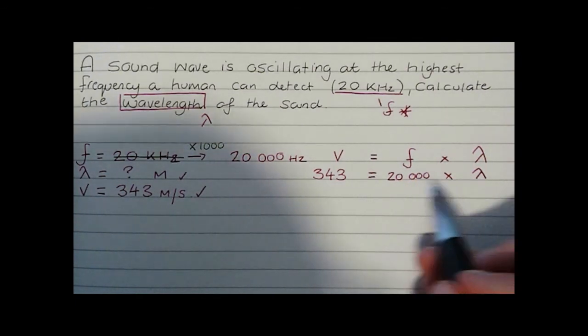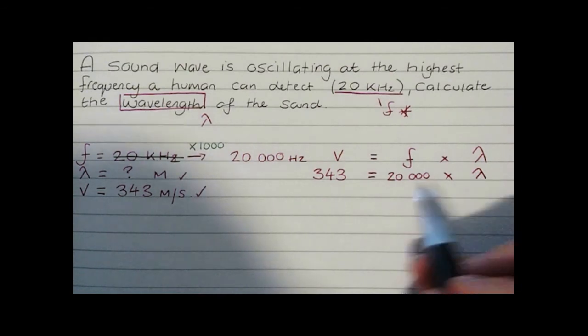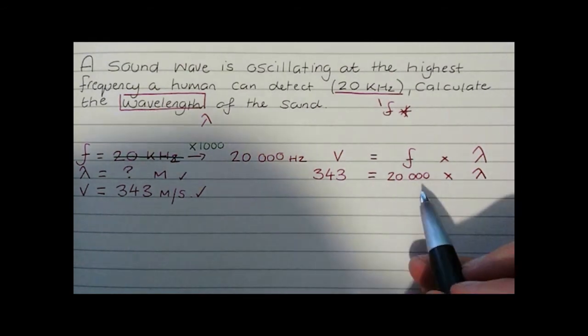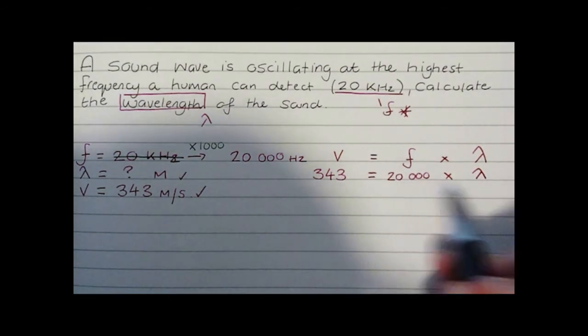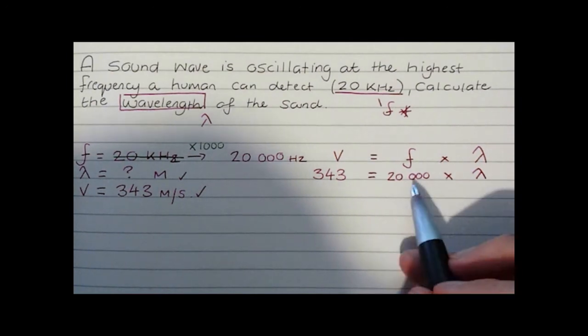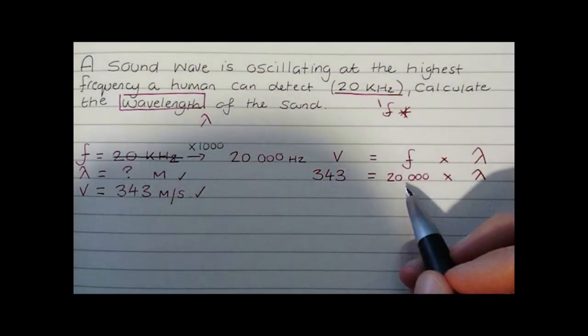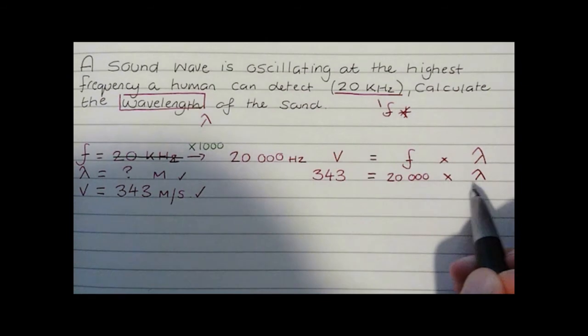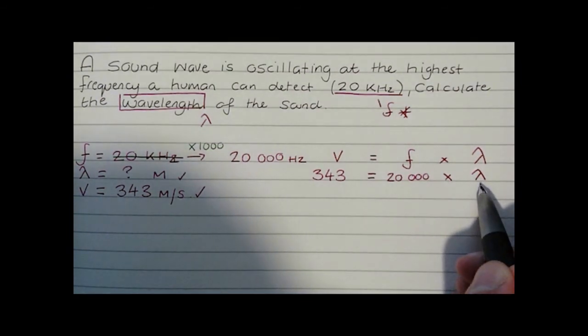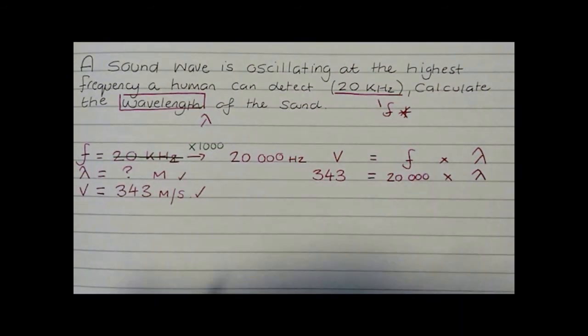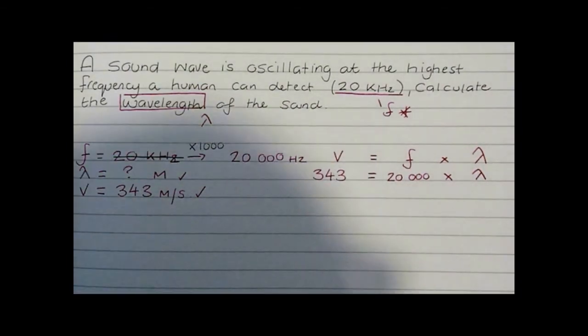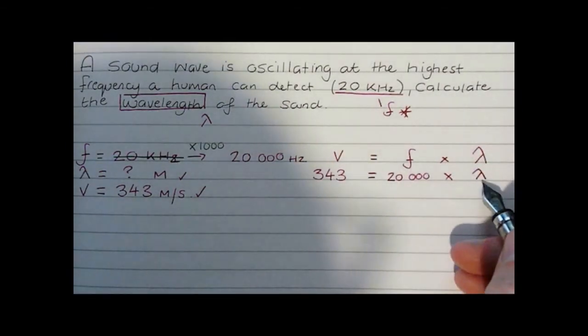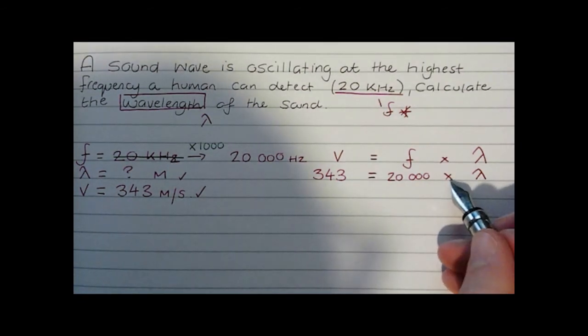Because remember, maths works forwards and backwards. It's not like in written language where we read in English from left to right. Maths can work both ways. It's orders of operations. So we are going to have to get this on its own. So we're going to have to rearrange. So let's do that. Now currently, what we want, the wavelength, is being multiplied by 20,000.